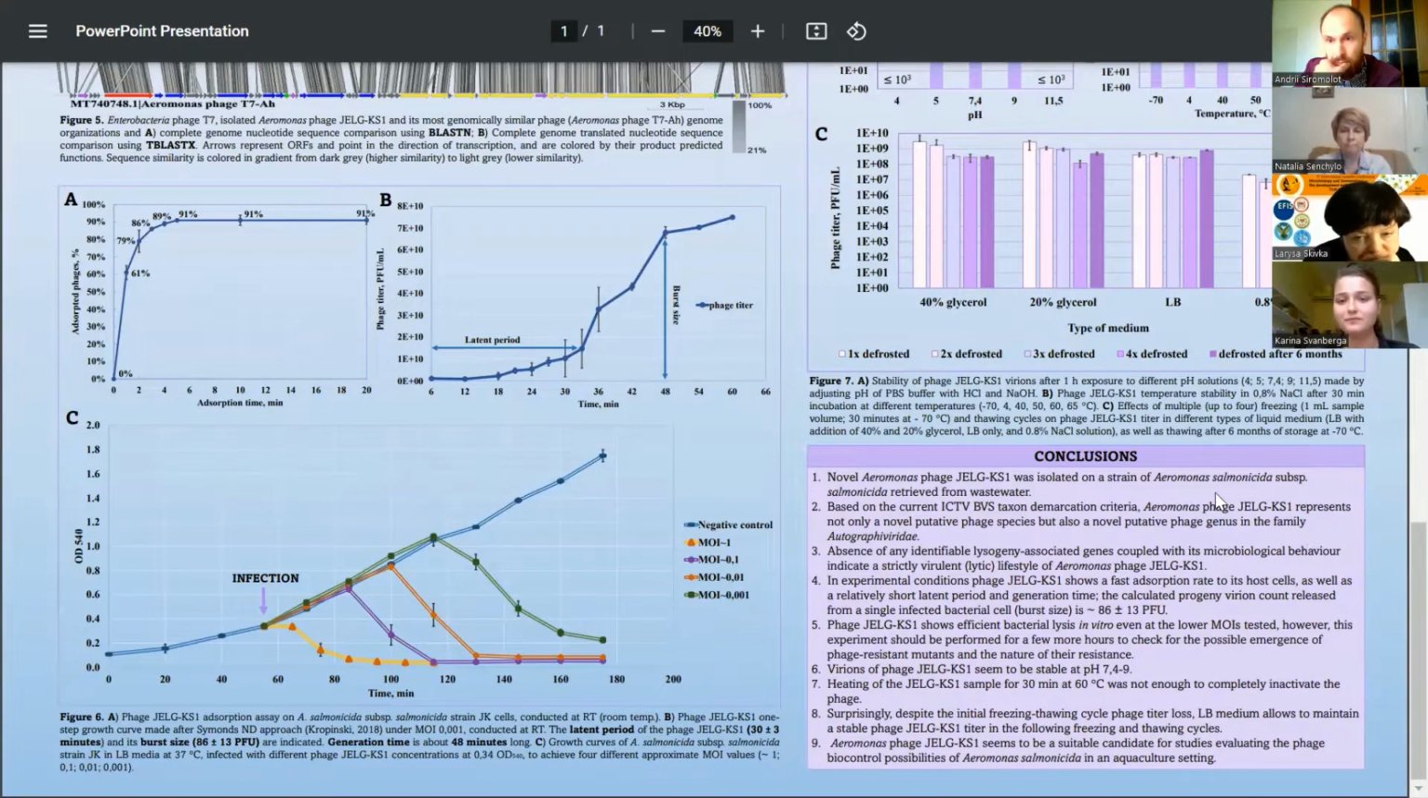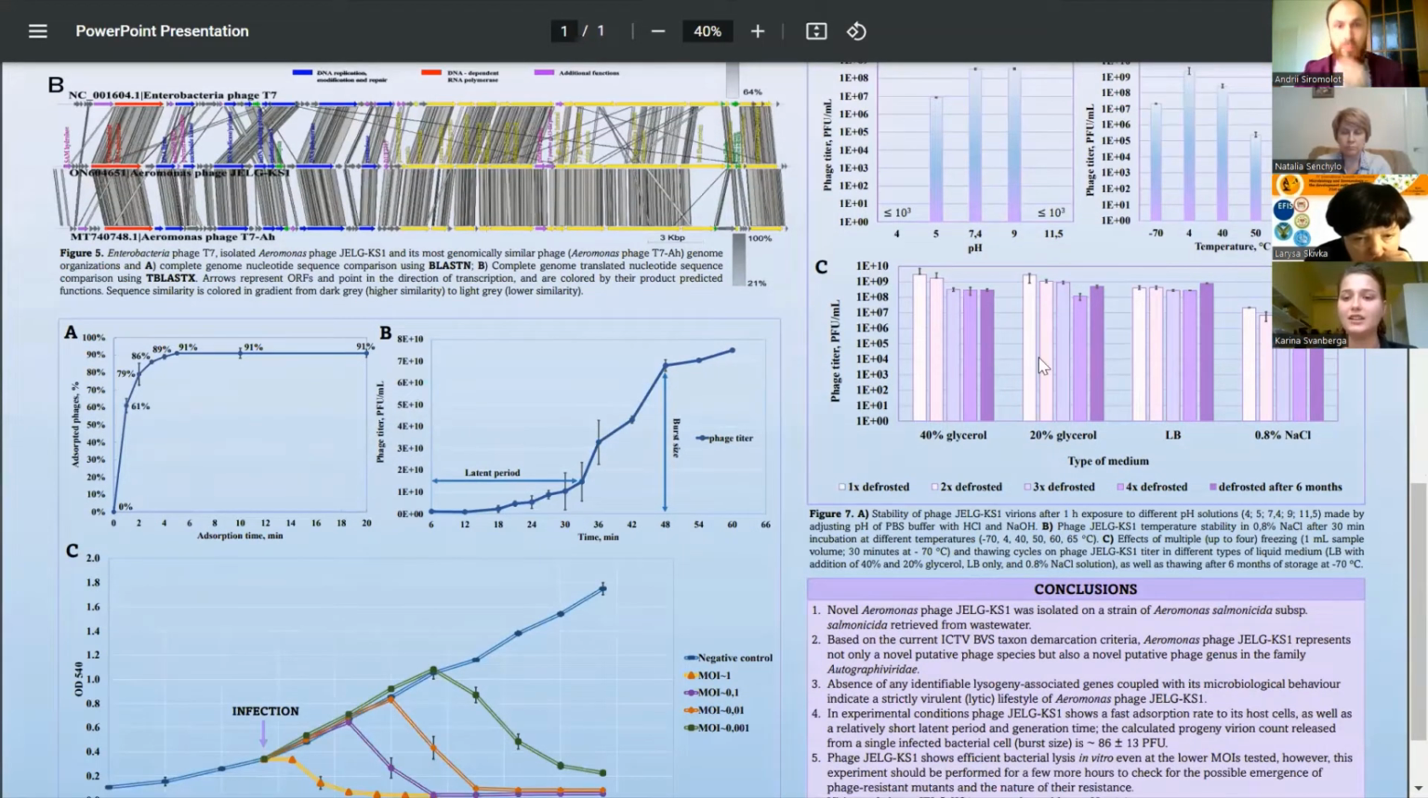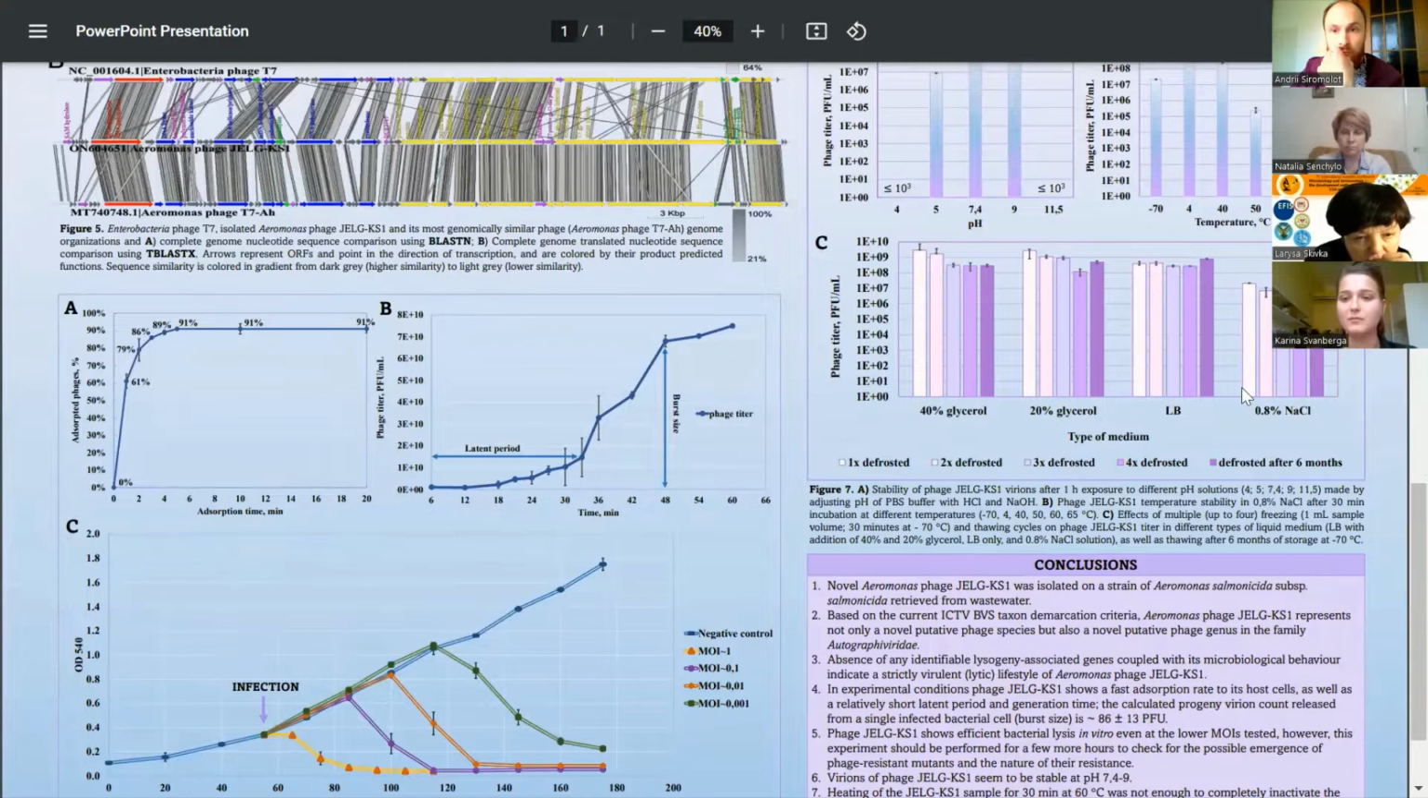And this phage is pretty stable also at pH from 5 to 9, and even at 60 degrees, with 30-minute incubation, it still shows viable plaques. And here I made some stability experiments, defrosting multiple times in different types of medium, and I also defrosted them after half a year. And there you can see the results.